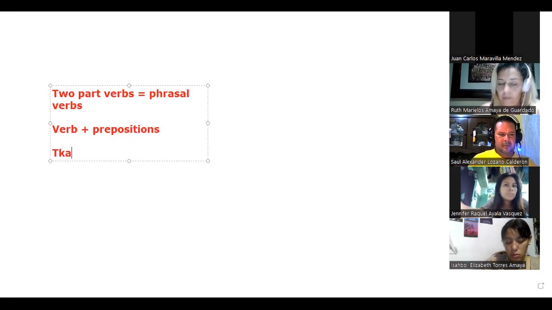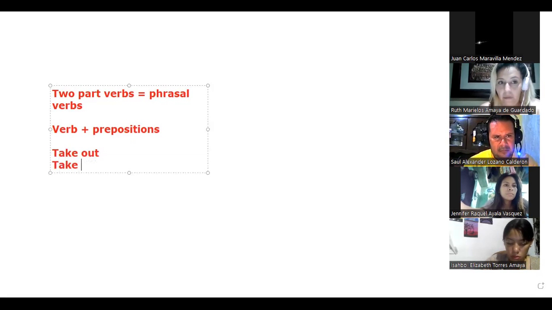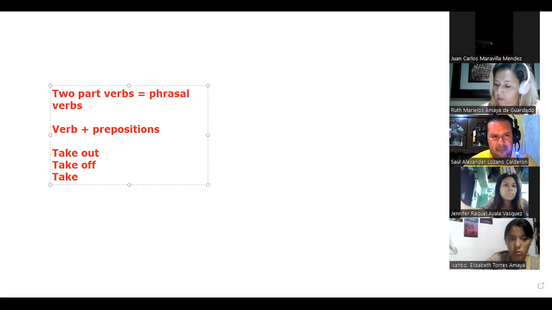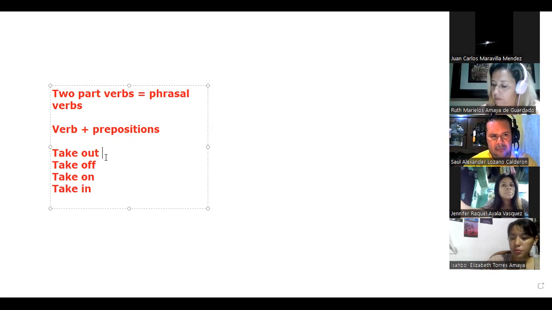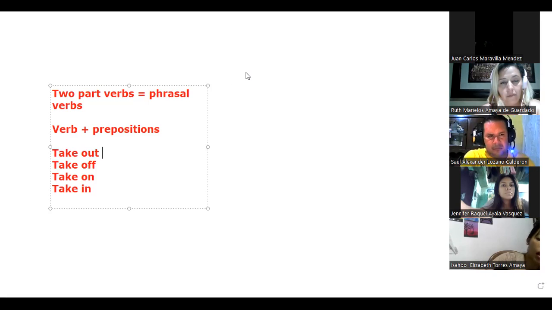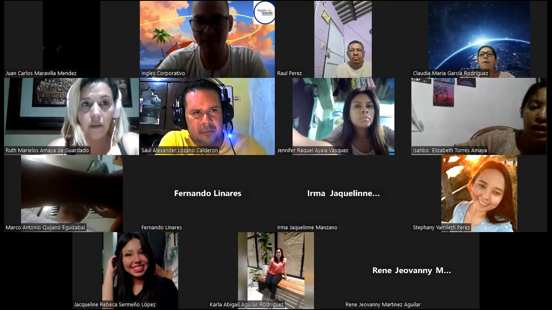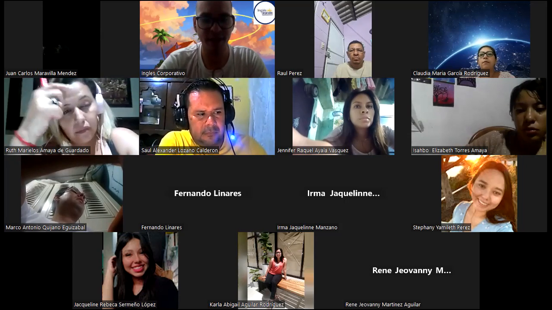For example, we have the verb take, and I can use the preposition out. I have the verb take and I use the preposition off. I have the verb take and I use the preposition, for example, on. So in this case, those are verbs that we have in two parts. We have the verb, but after the verb, you need the preposition. Let me give an example, and let me share with you a picture about the phrasal verbs.